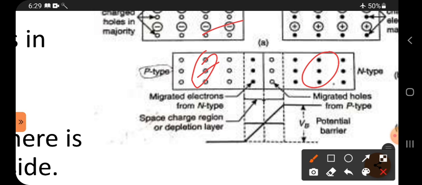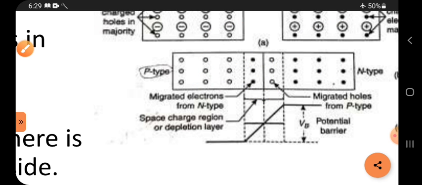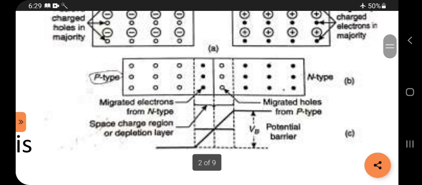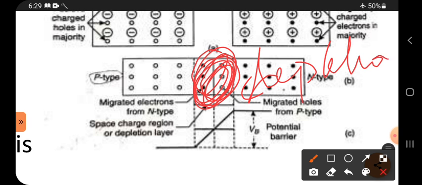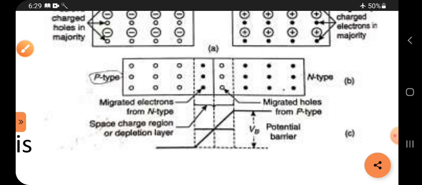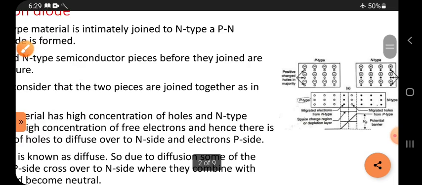And when these two pieces are joined like this, then from the N side, electrons are attracted to the P side, and from the P side, holes are attracted to the N side. Then a recombination process will take place where these two pieces are joined. That region where the recombination process took place, we call the depletion region. What is its name? Depletion region. I will explain here once again.